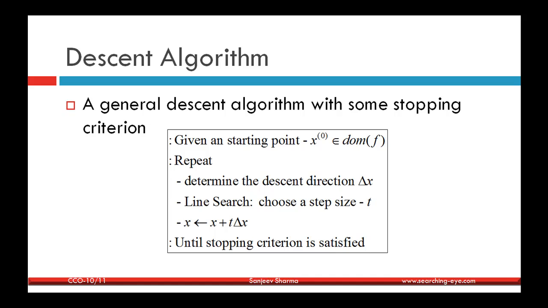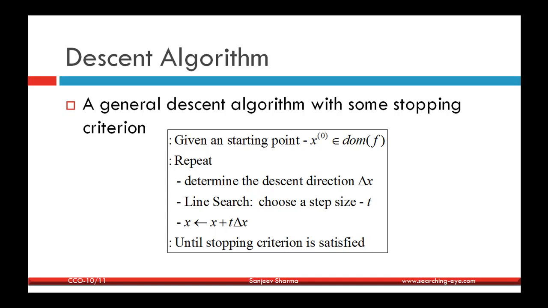So this is our general descent algorithm. What we do in the descent algorithm is that we choose a starting point x0, and the starting point x0 is chosen such that it belongs to the domain of the function. If the function is a convex function, then the starting point is really not a big deal, because no matter what starting point you choose, you will finally end up in the global minima.